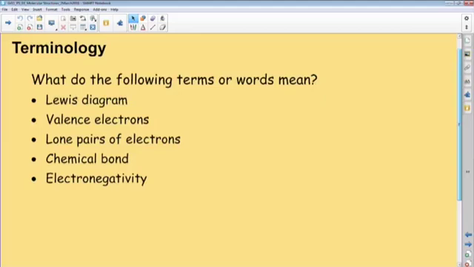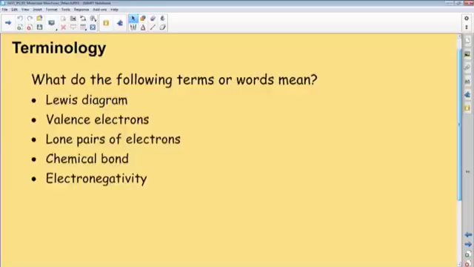So those should be 5 terminologies that you know already. So let's see what you know. I'm going to give you 3 minutes to write down the definitions or how you understand those 5 terms. 3 minutes starting now.